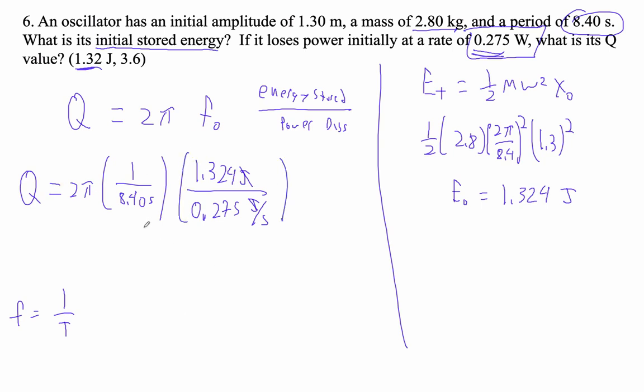Let's see what the Q ends up being. Okay, so 2 pi times 1 divided by 8.4 times the answer I just got divided by 0.275. I'm getting 3.6. Q is 3.6. And there are no units for Q.